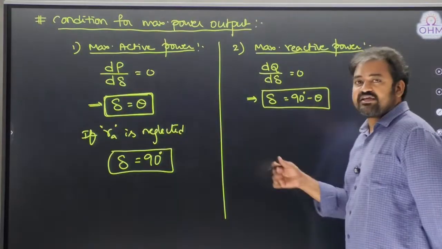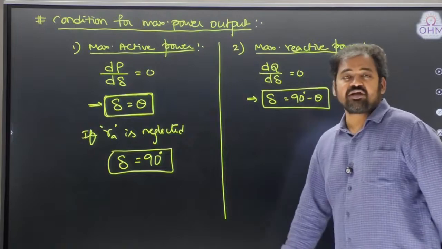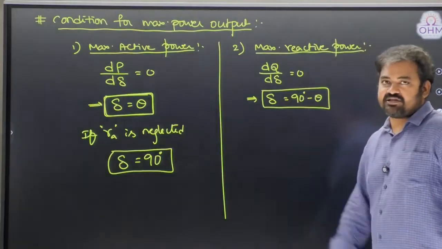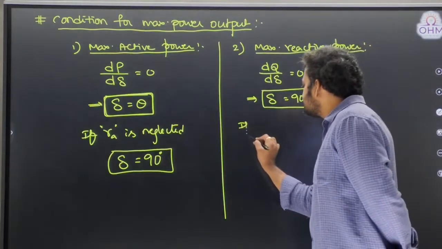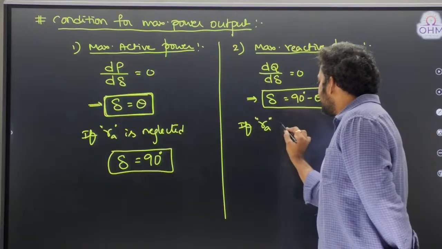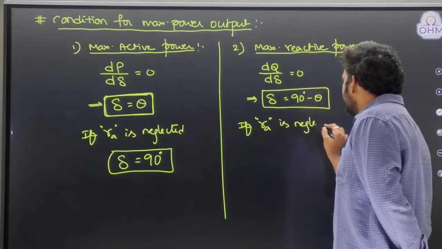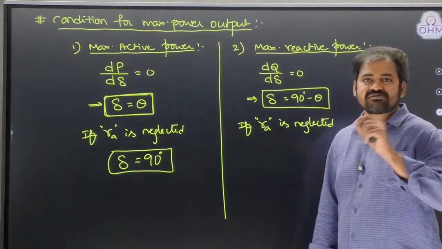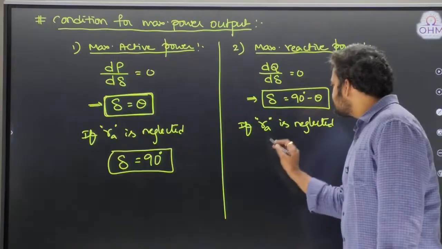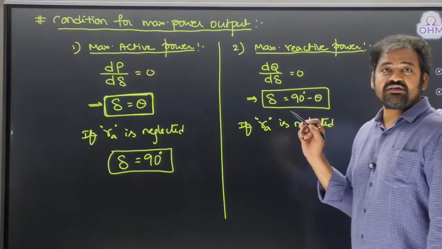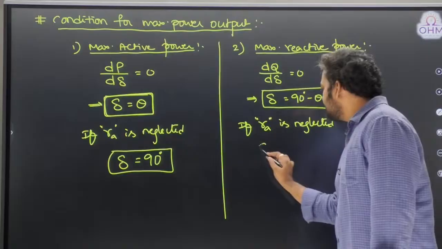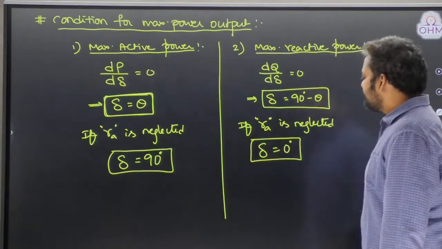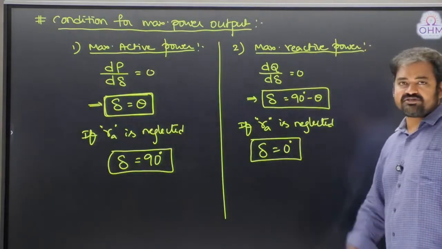Suppose the load angle is, let us say, 80 degrees, maximum reactive power can be developed exactly at an angle delta of 90 minus 80, that is 10 degrees, like that. So what if armature resistance is neglected? Suppose RA is neglected. Remember, neglecting armature resistance is a valid approximation because RA is very small. So if armature resistance is neglected, we know theta is 90. So 90 minus 90, so 0 degrees.